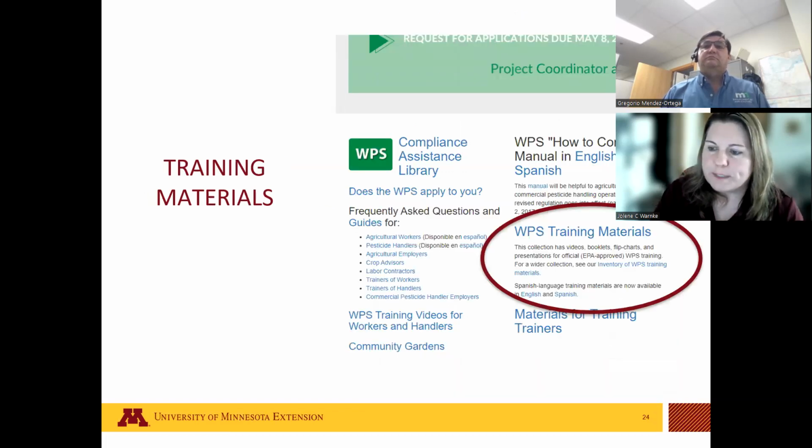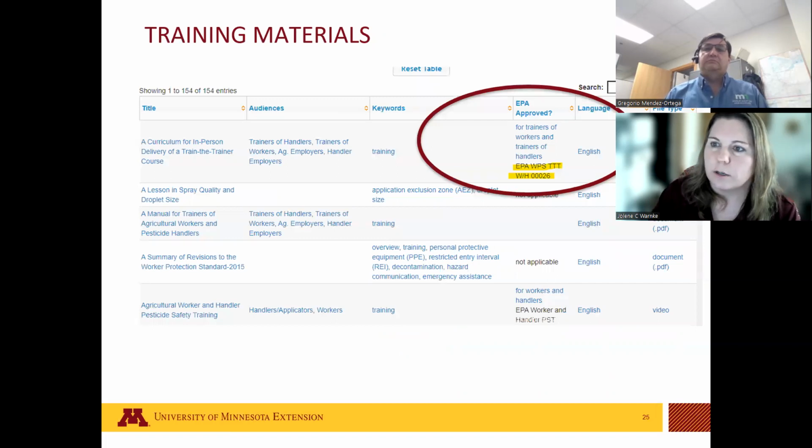So when you go to the PERC website, and again, that's pesticideresources.org, you'll come to this main page and you'll see very clearly in the middle there, WPS training materials. And within that first paragraph, it says, see an inventory of WPS training materials. And we do have some things in English and some things in Spanish. There are some other materials in other languages being worked on, but not necessarily all the training materials that you need. So when you click on inventory of WPS training materials, you'll see this page here.